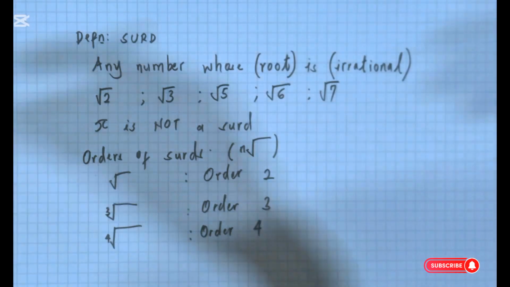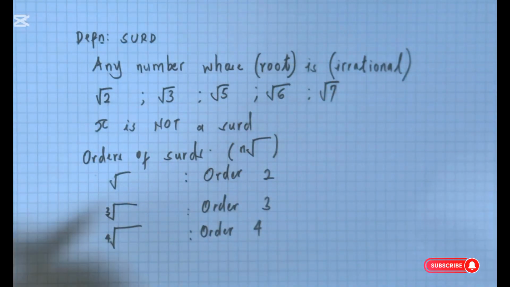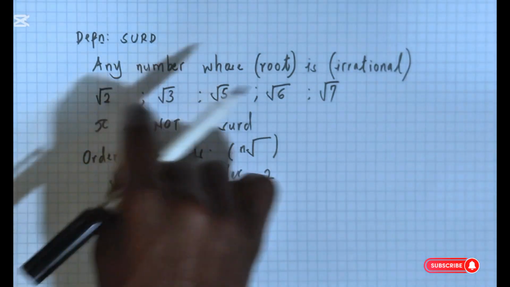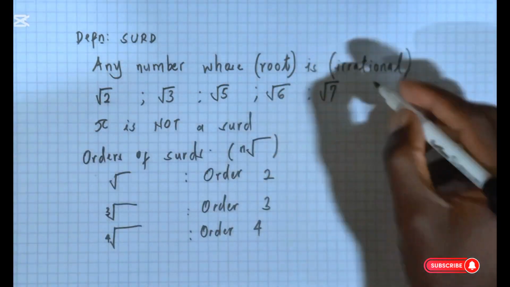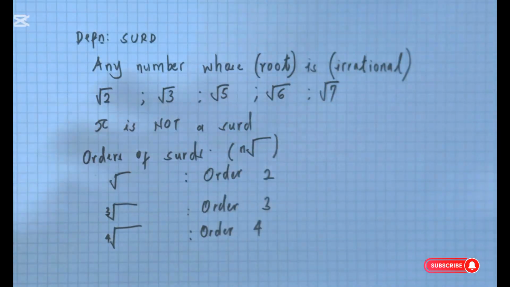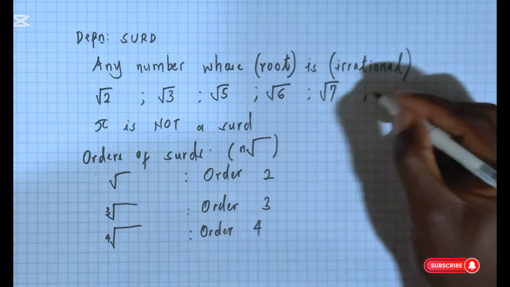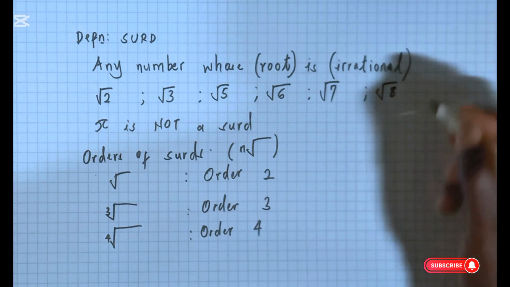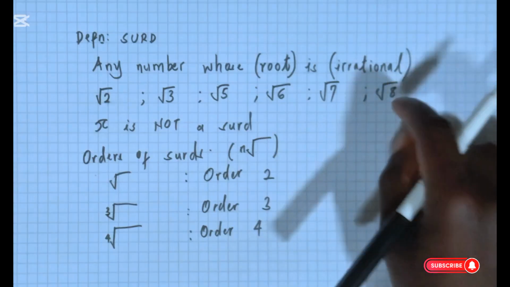Mostly, I want you to note that most of these numbers are prime numbers. It's something I also need you to note. When you speak of root 8, root 8 is also a surd, and there's a reason why root 8 is a surd.